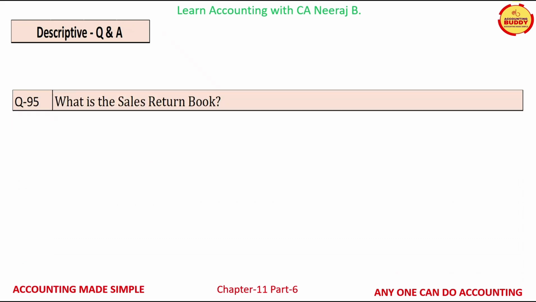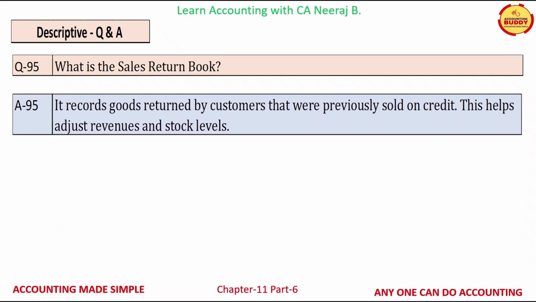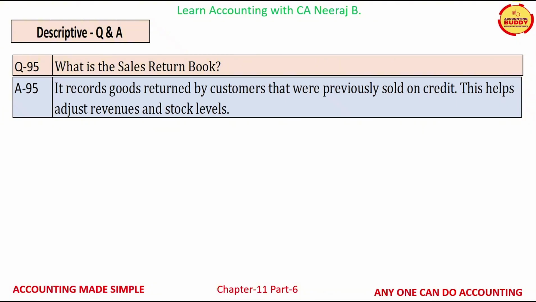Question number 95 is, what is the sales return book? And the answer is, it records goods returned by customers that were previously sold on credit. This helps adjust revenues and stock levels.